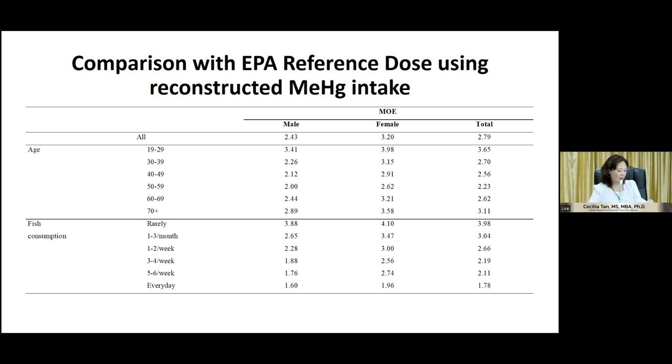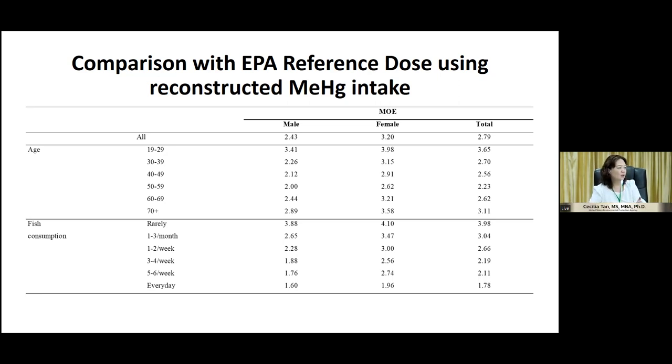Okay, so we can take a look at male and female. Again, if you remember, males have more mercury in their bodies, so the margin is smaller, 2.4 compared to, for example, 3.2, but they are very similar.